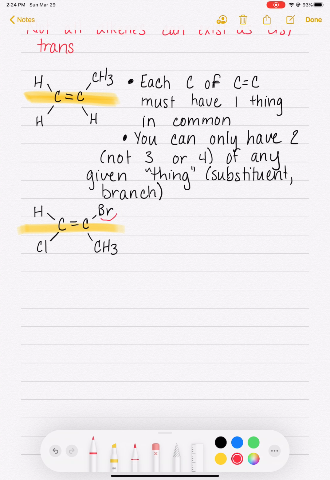What about bromine? We only have one bromine. We don't have a bromine over on this side of the molecule. That means we can't use bromine. Let's try CH3. Where's our second CH3? We don't have a second CH3, so we can't use that as well. So this molecule also can't be classified cis or trans. And this one up here also, not cis or trans.